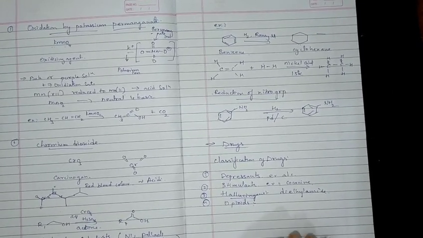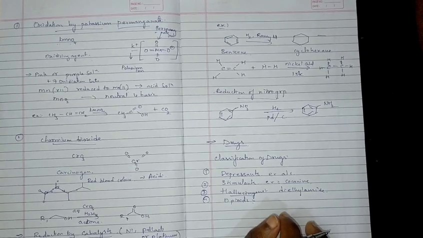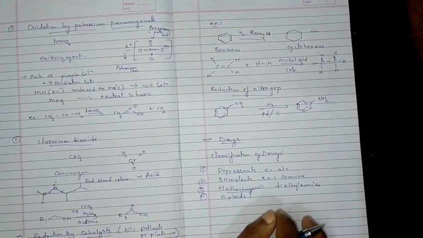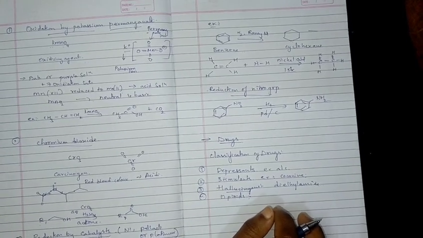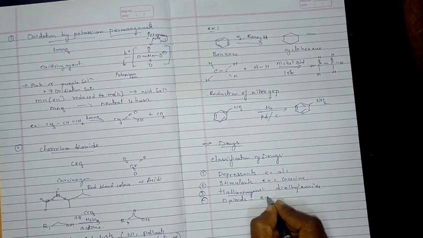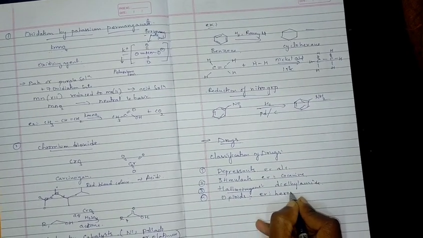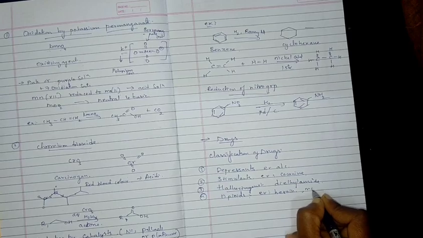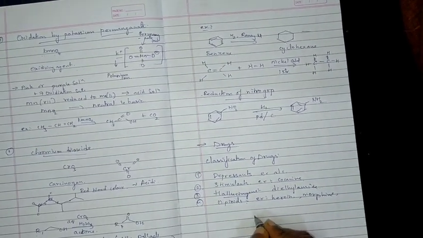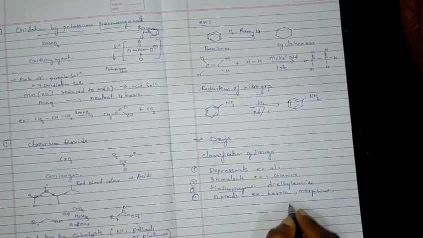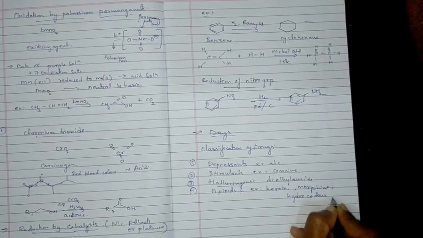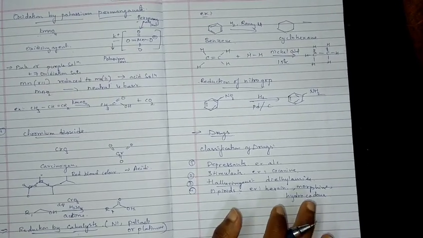Next one is opioids. This kind of drug acts through receptors, and opioids are the most commonly prescribed medicine worldwide, used for the treatment of pain and cough. For this, examples are heroin, morphine, or hydrocodone. These are a few examples of opioids.